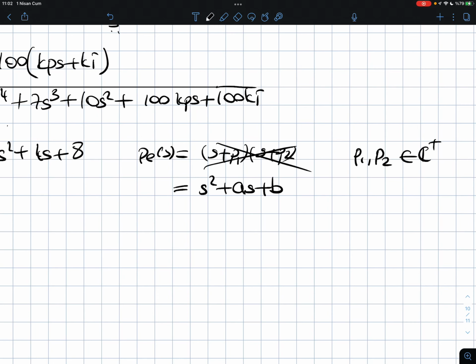Because here P1 and P2 are complex numbers, positive complex numbers. Here in this case, A and B are positive real numbers. So there's a big difference in terms of simplicity, because these will end up in complex conjugate poles, but here A and B are just positive values and not complex.